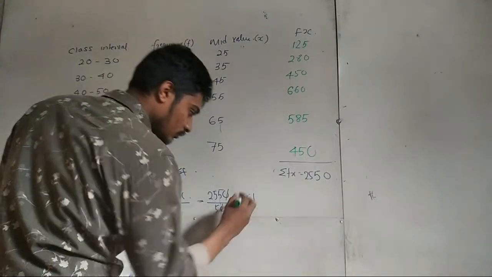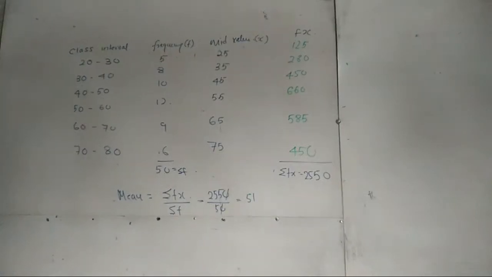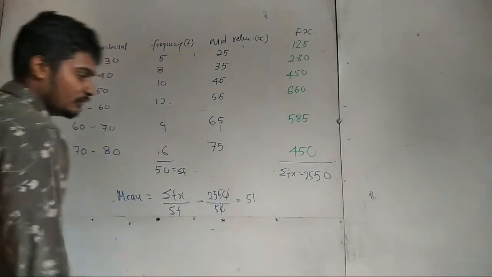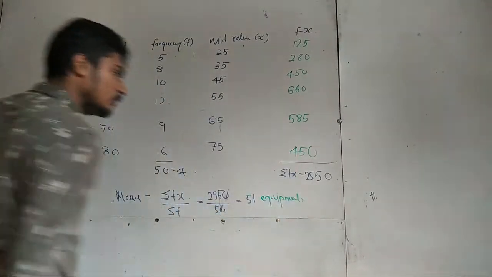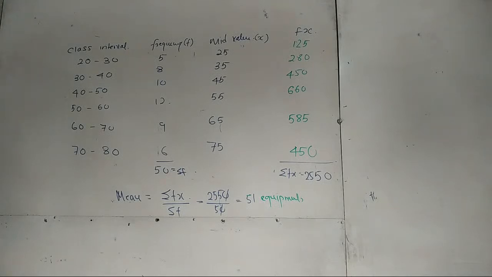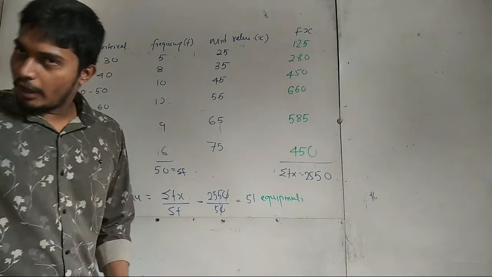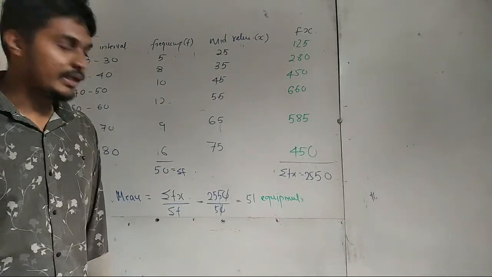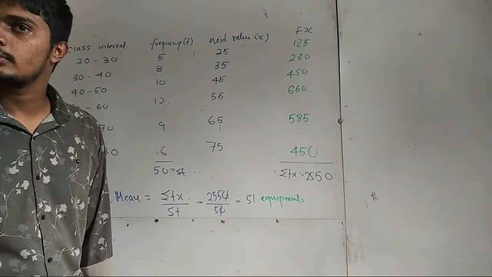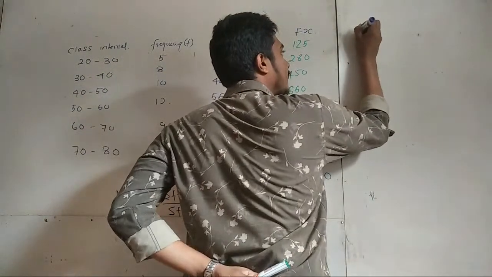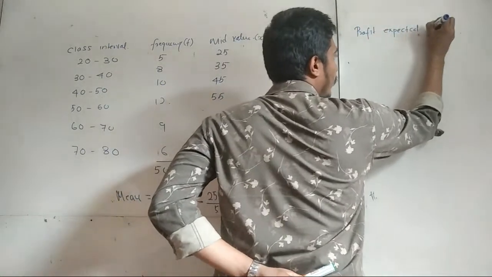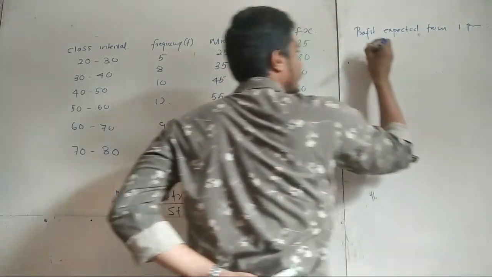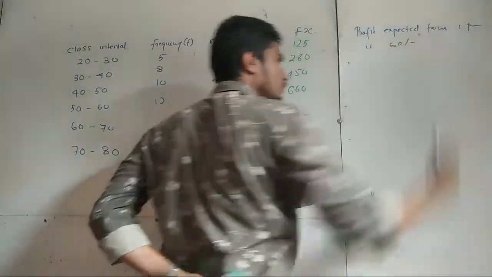So guys, that's the 51 equipments. What is the next one? So now, from one product he is trying to have a profit of how much? 60 rupees, right? Profit expected from one product is how much? 60 rupees, no? 60 rupees.